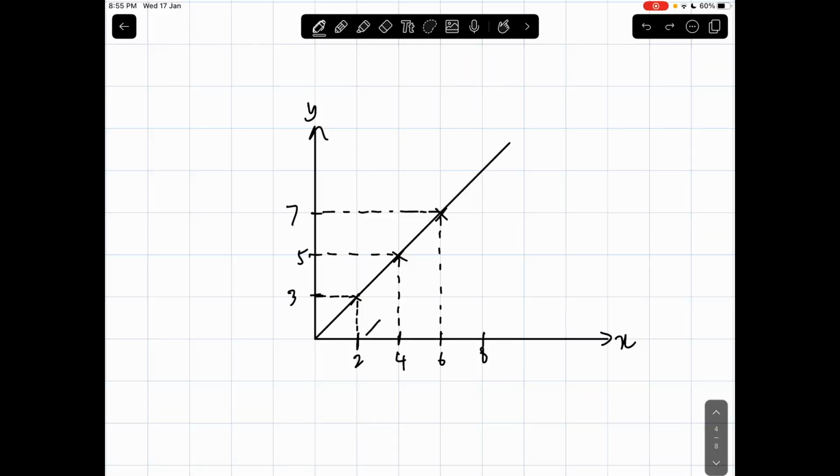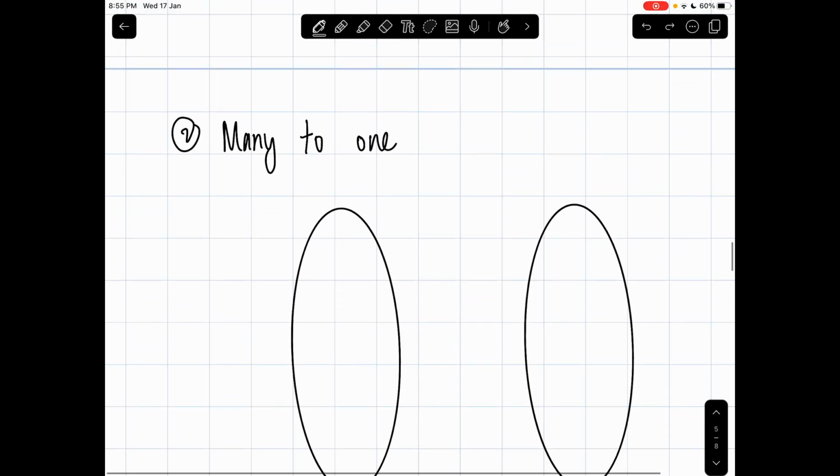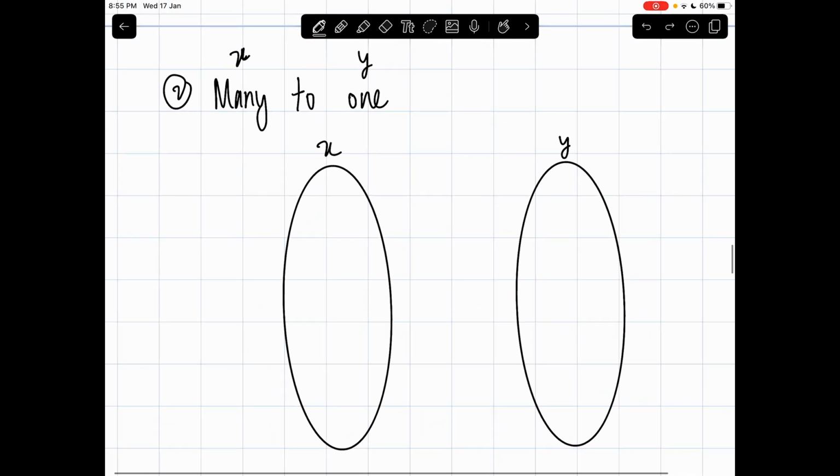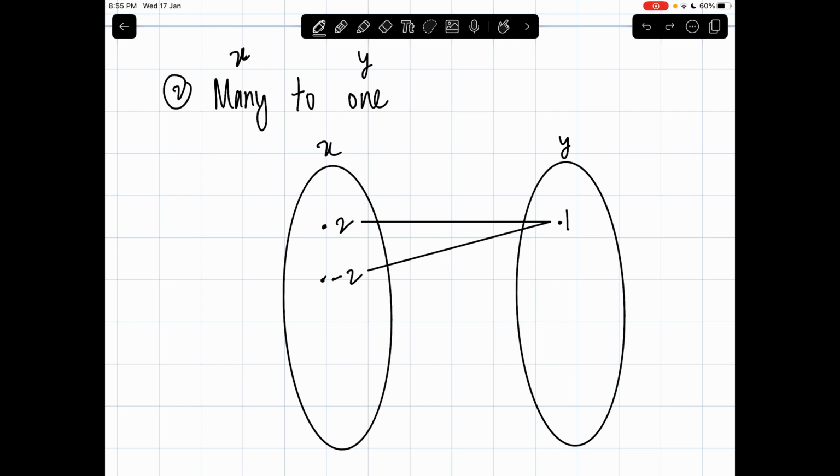Let's move on to the next one, which is many to one. A similar trend follows, which is the left hand side will be x values and the right hand side will be y values. Same thing, x here and y here. So for those who are curious, this chapter is quadratic function, and all of the quadratic functions are many to one relations. How that works is, for instance, we have the numbers 2 and -2. Both of these numbers have 1 as their common y. As you can see, many to one.